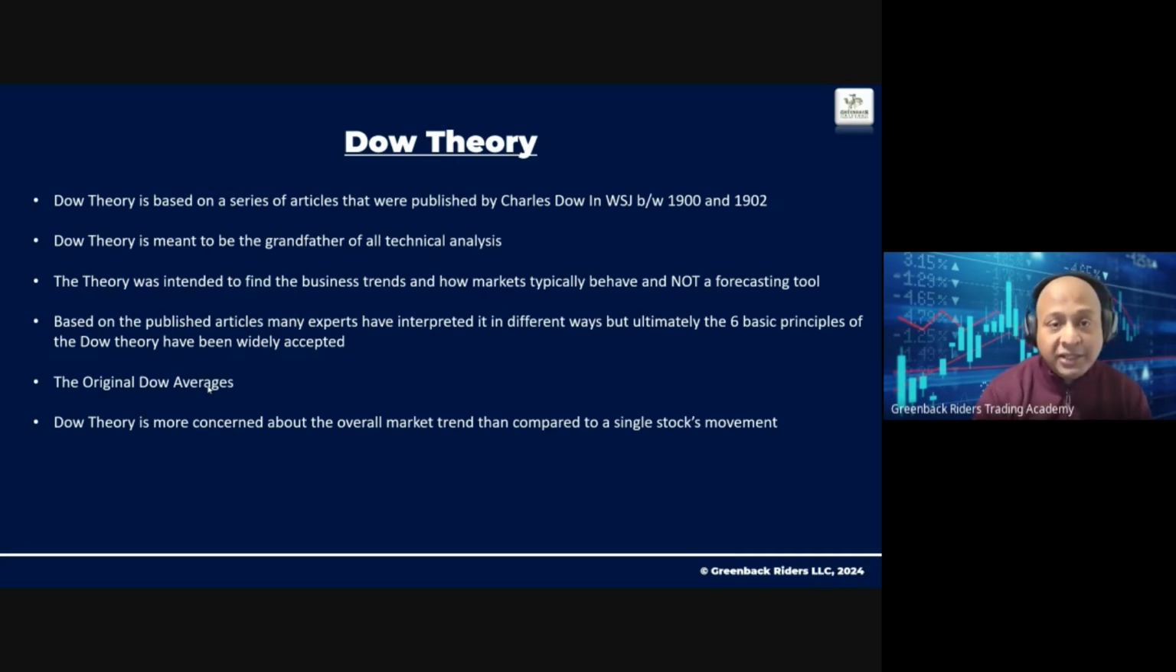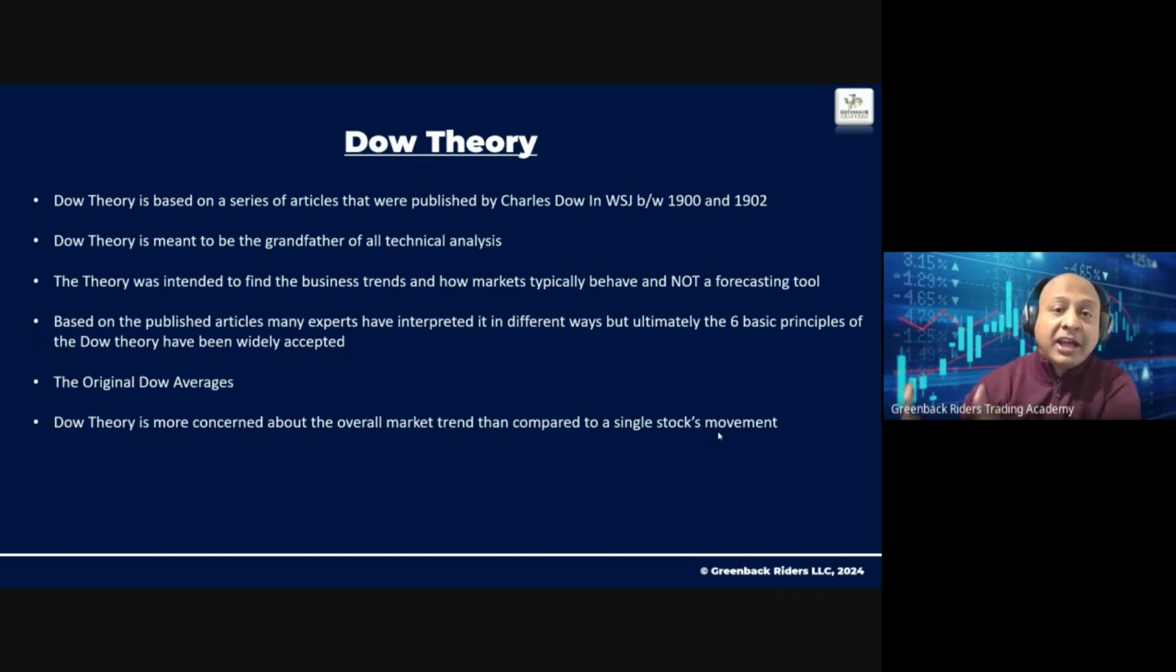The companies may not be there, or they may have fallen off the index, and it is more concerned about the overall market trend compared to the movement of the stock. So the idea was that if all the businesses are doing good, now think about that point of time, right? At that point of time, we did not have electronic products, we did not have services as products, right? So they were physical products which were manufactured by companies, and then distributed to the customers, and the customers were using those products.